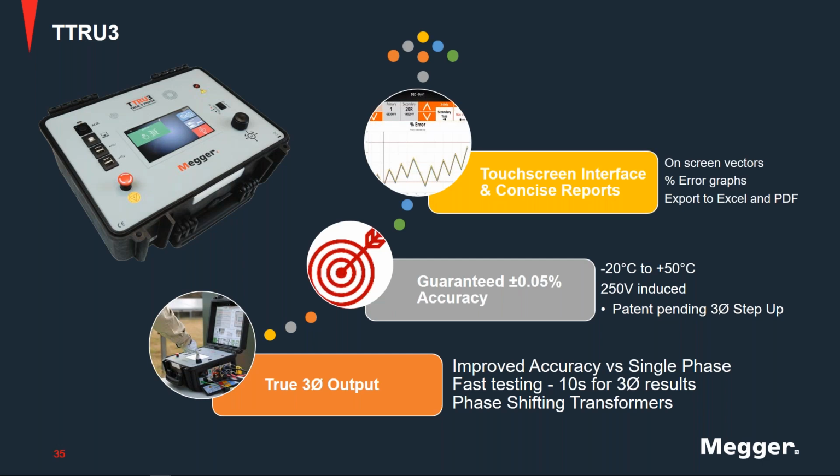And then finally, we have a touchscreen interface that comes standard on all of the models, and we provide you with concise reports. That touchscreen interface gives you on-screen vectors. We provide you with percent error graphs, and when you export, you get reports in Excel and PDF. So it makes reporting to your supervisors, your managers, very easy when you're using the Ttru3.